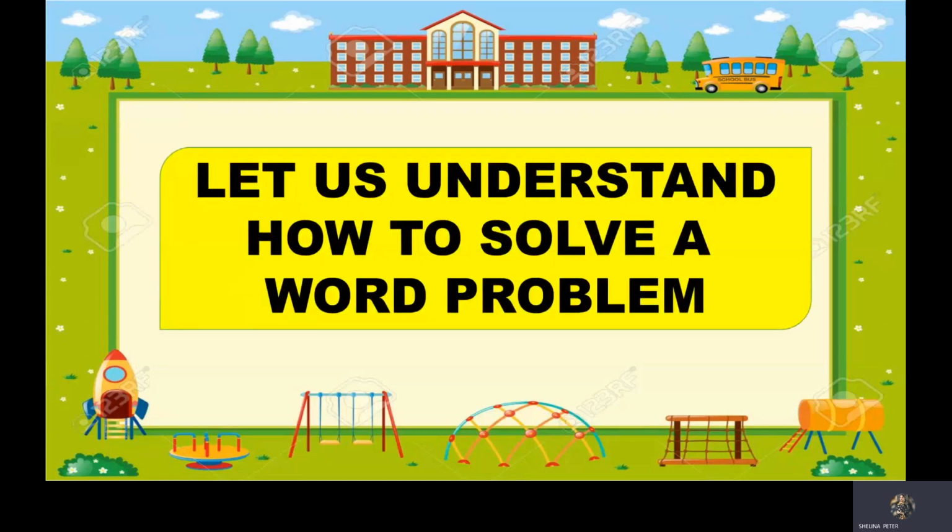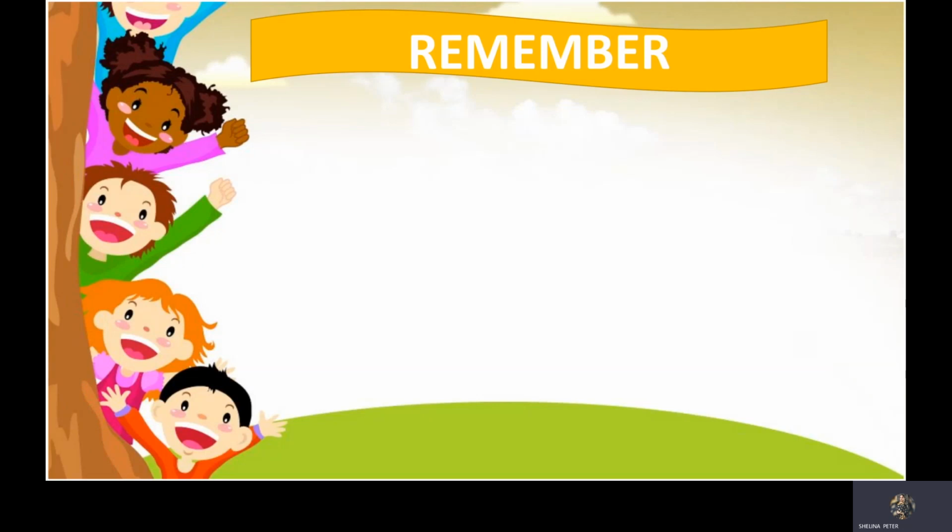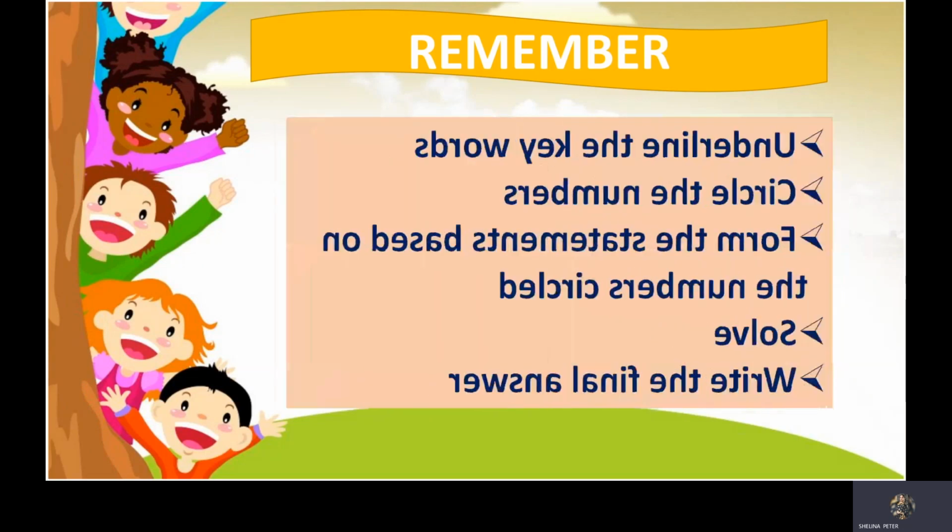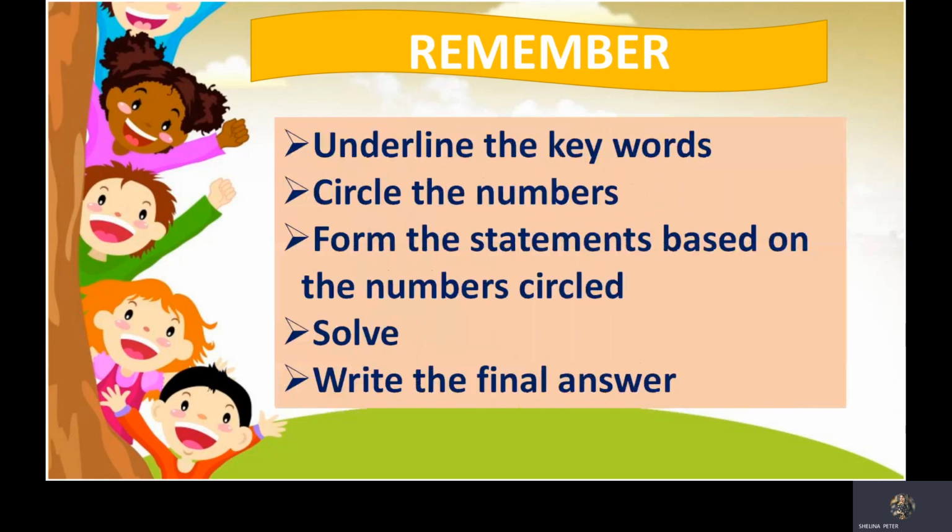Now let us understand how to solve a word problem. So I'm going to recapitulate what we have learned in the previous video. Remember, whenever you are solving any word problem, first step is to underline the keywords, whether it is a subtraction word problem or an addition word problem. So always underline the keywords. Second point is circle the numbers. So all the numbers you have to circle. Third is form the statements based on the numbers that you have circled. Fourth step is solve. And the last step is write the final answer.